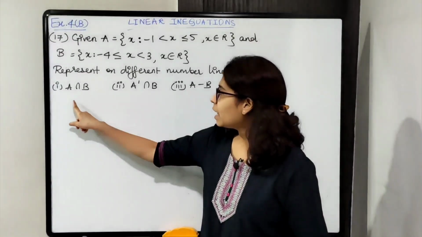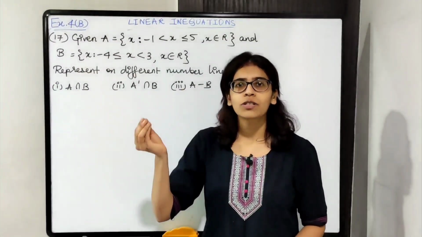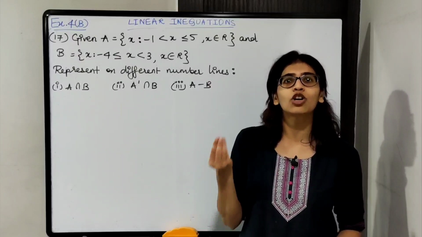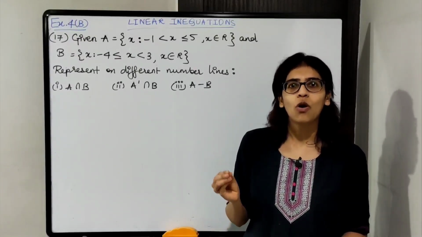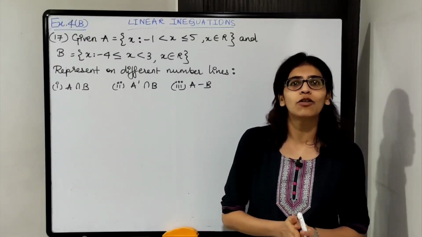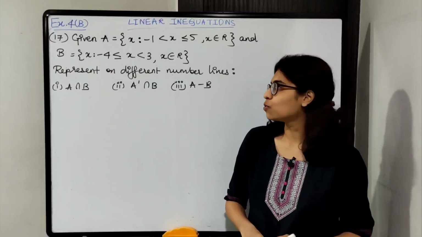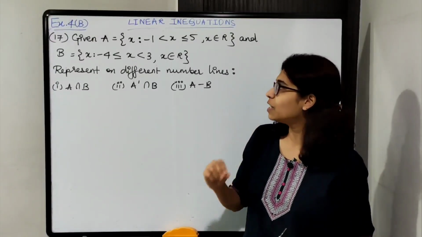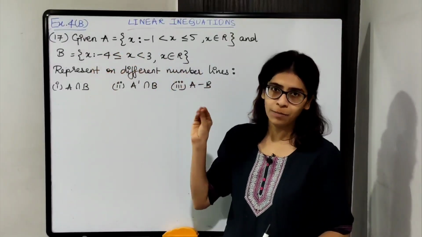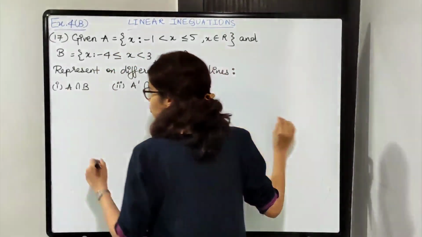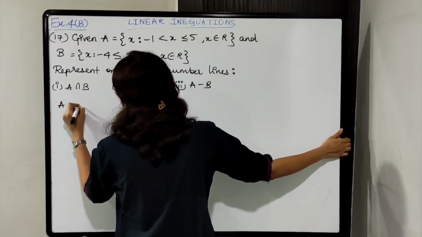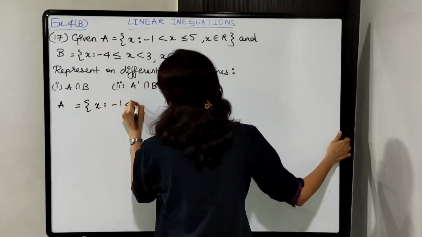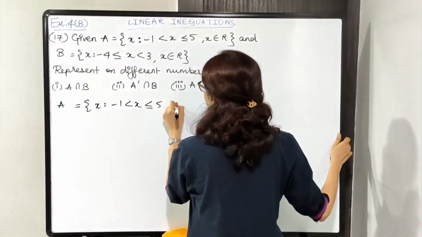First part है A intersection B. What is intersection? Intersection is common, okay. A and B में common क्या है? So all that will be included in the set of A intersection B. So let us see what will be in the set of A intersection B. For that, first we'll write down set A and set B. ठीक है? So A is x such that -1 is less than x is less than or equal to 5, where x belongs to R.